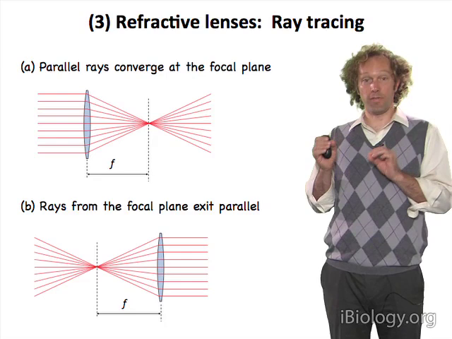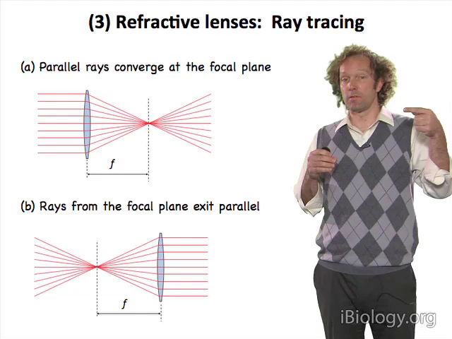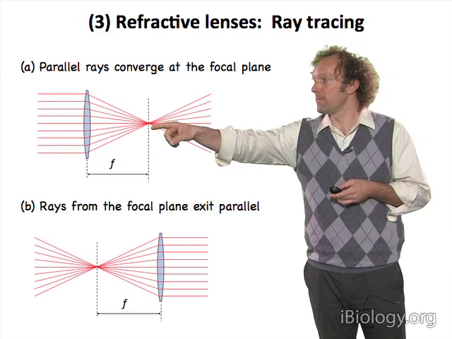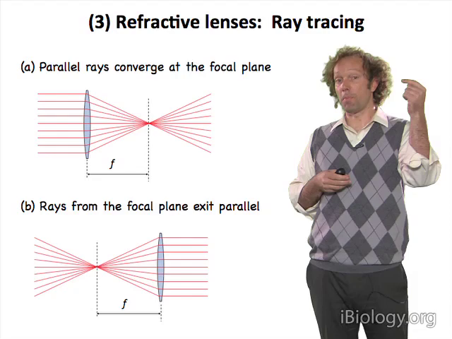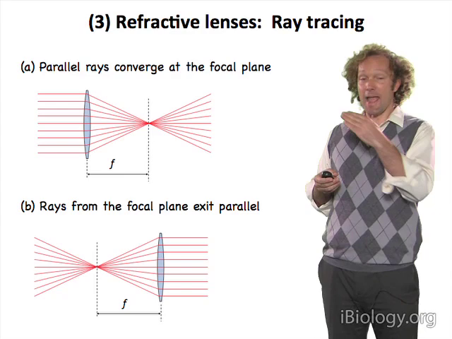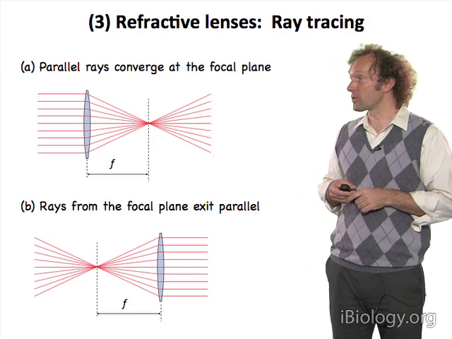The first is that any ray that comes in parallel to the optical axis, this line all the way along the center of the imaging system, should converge through a positive lens through the focal point. Or if the ray comes in at an angle, it will still converge through the focal plane, but offset from the optical axis. So that's one very helpful rule: parallel rays coming in go through the focus.